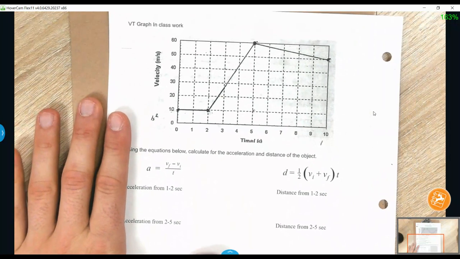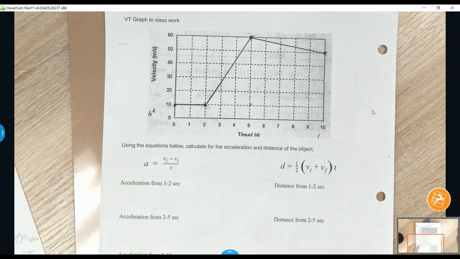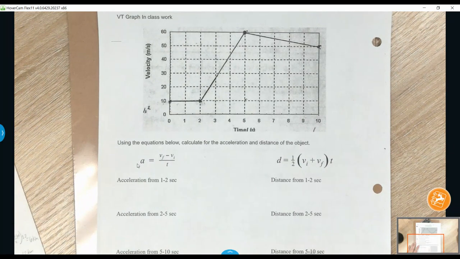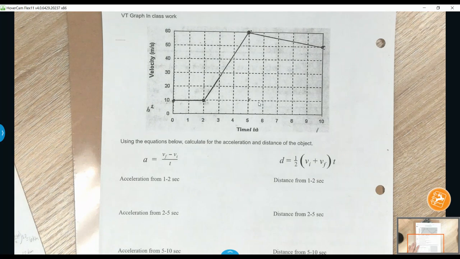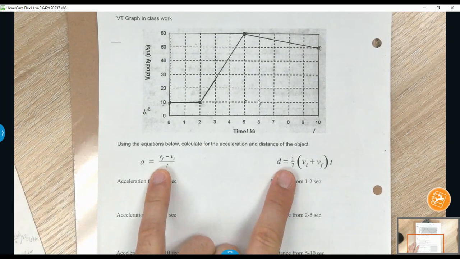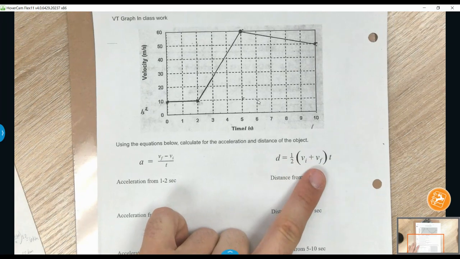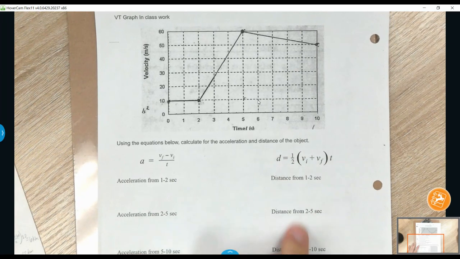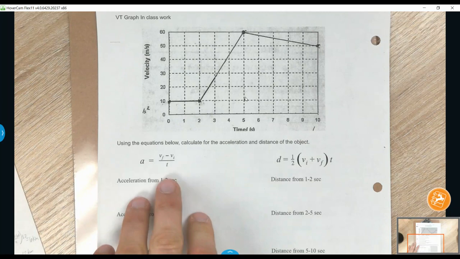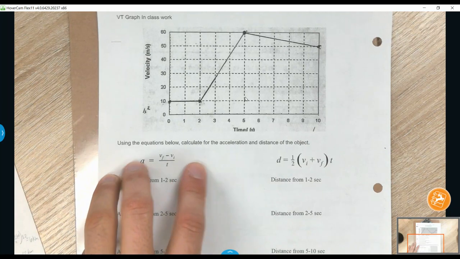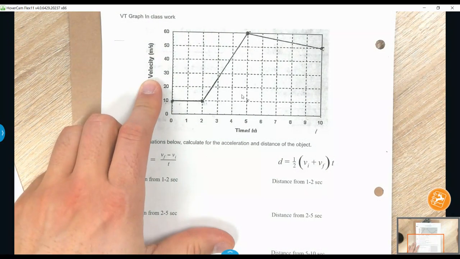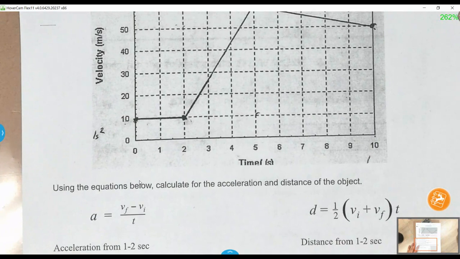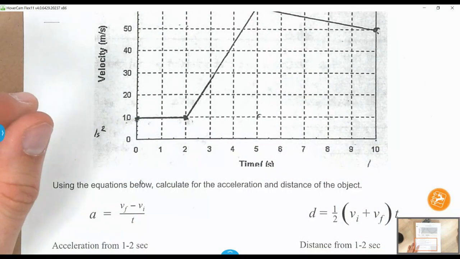Now, on this backside, what you guys are going to do is solve for the acceleration from each of your line segments here. You have the equations for you. So initial plus final over 2 times the time to find the distances traveled from each of these. And then to find the acceleration, you're just going to do final minus initial velocities. That's what the VF and VI stand for. And then just divide it by the time interval.